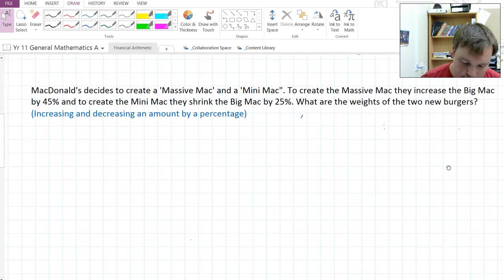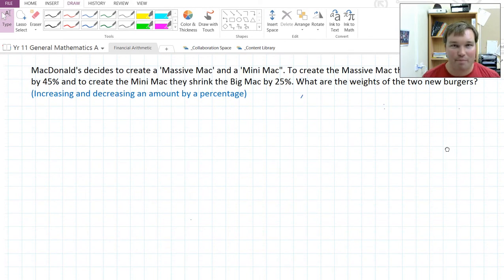Moving on, let's pretend Maccas decides to create a Massive Mac and a Mini Mac. To create a Massive Mac, they increase a Big Mac by 45%, and for the Mini Mac, they decrease it by 25%. Essentially, we're looking here at how to increase something by a percentage or decrease it by a percentage. You commonly see this in a shop where you mark up a value before sale, or you sell at a discount. So having a 20% off sale, you'd want to know how to take the prices and reduce it by 20%.